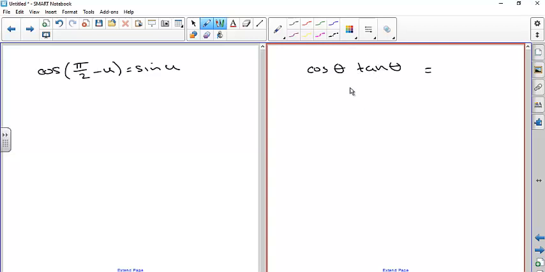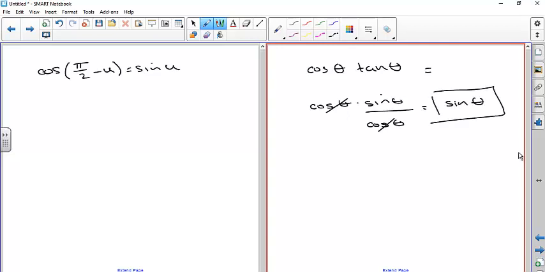So this again looks like something that I can use the quotient identity to replace the tangent with the sine divided by the cosine. Cosine divided by cosine is 1. So this becomes the sine of theta, which is probably the only answer. Okay, next one. Let's do another one here.